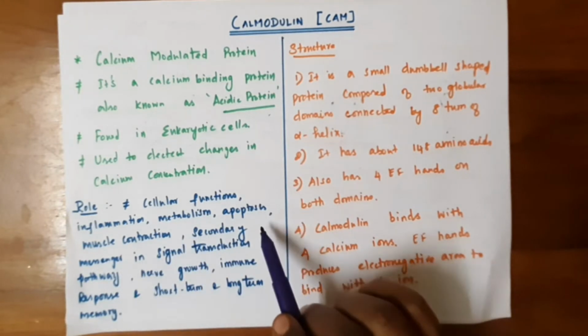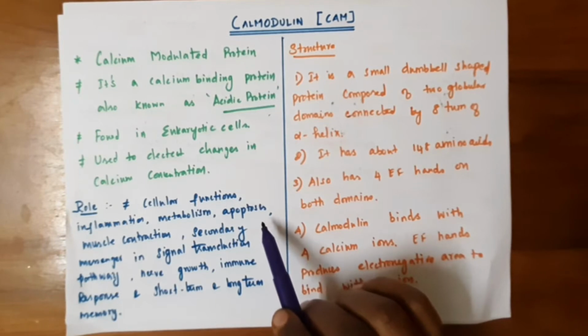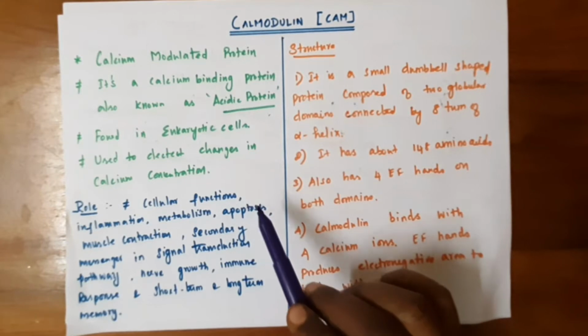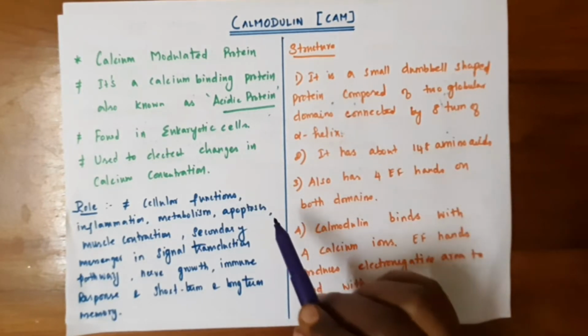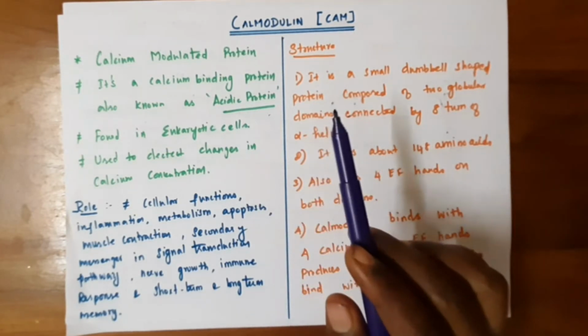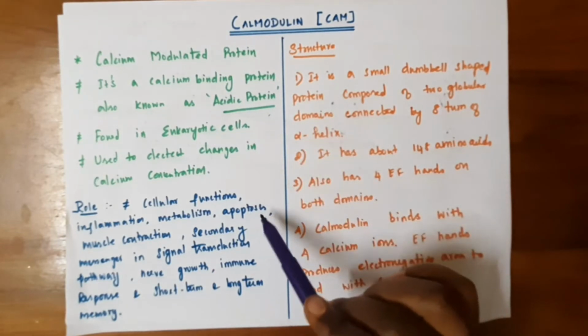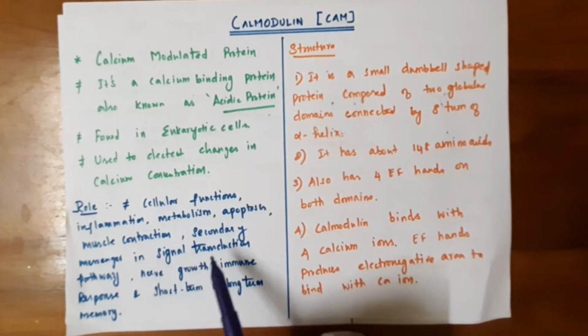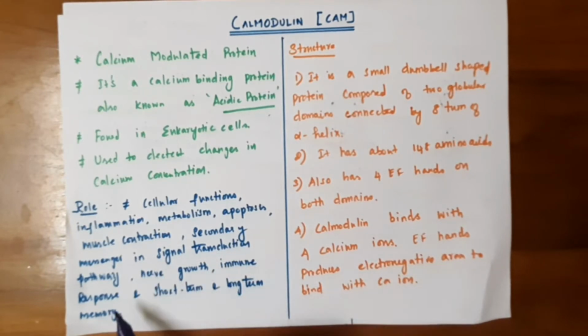Calmodulin also triggers the cell apoptosis reaction. Cell apoptosis means the cancerous or damaged cells are destroyed by protein molecules. So calmodulin is very important in the apoptosis reaction, and it is also involved in muscle contraction and acts as a secondary messenger in the signal transduction pathway. It also plays a very important role in nerve growth, immune response, and a crucial role in short-term and long-term memory. This is the biological role of calmodulin.